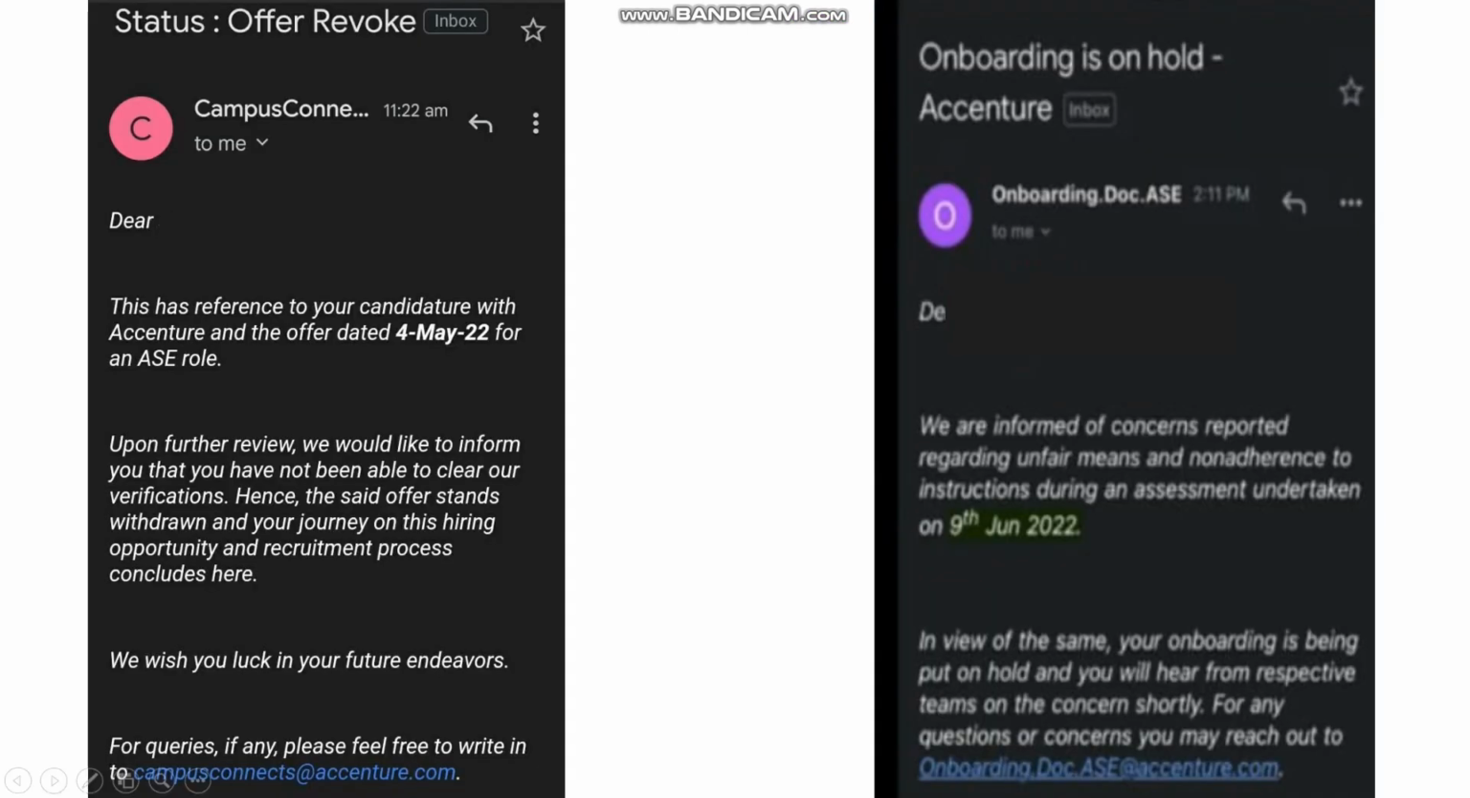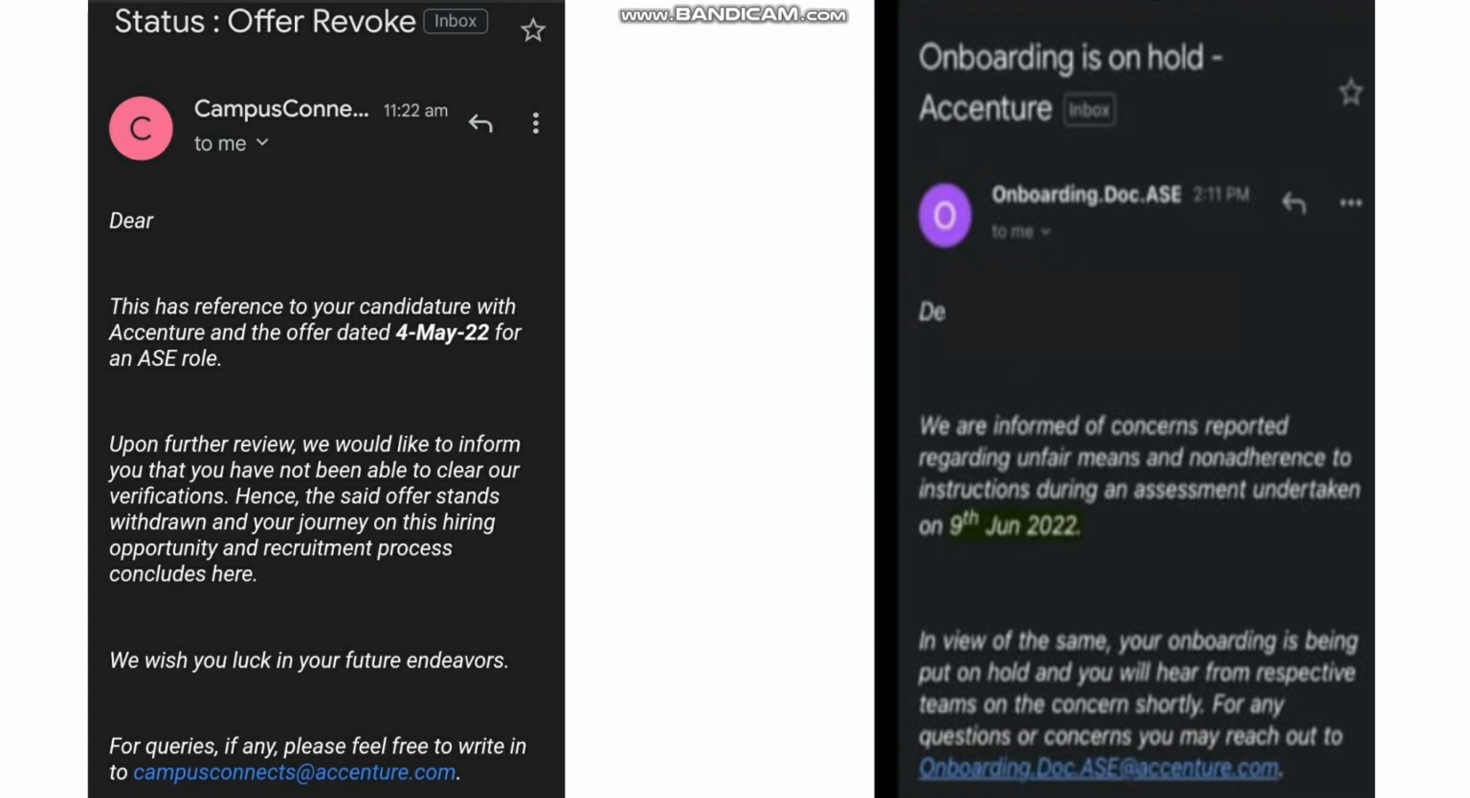As you can see, there are two mails over here. Let's understand the first mail. What does the first mail say? Status: offer revoke. Dear candidate, this has reference to your candidature with Accenture and the offer dated 4th May 2022 for the role of ASC. Upon further review, we would like to inform you that you have not been able to clear our verifications. Hence, the said offer stands withdrawn and the journey on this hiring opportunity and recruiting process concludes here. We wish you luck for future interviews. For any query, contact campusconnect@accenture.com.